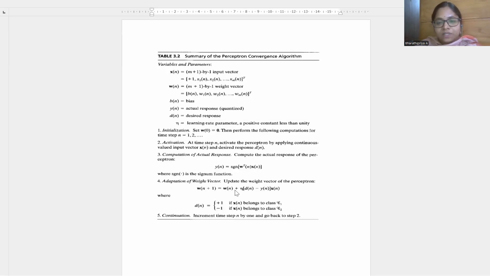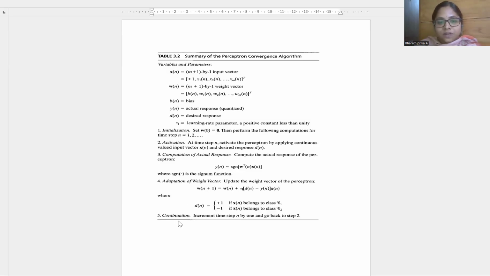So this w of n represents the weight vector, this is the learning rate parameter, and d of n represents the desired response minus y of n, the actual response, which is multiplied by the input vector x of n. This assumption can be made: if the particular input x of n belongs to class 1, then the desired response output is given as plus 1. In case the input vector belongs to class 2, then the desired response value is minus 1. So finally, we obtain plus 1 or minus 1 as the desired response.